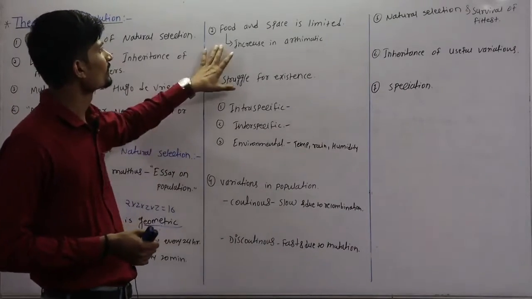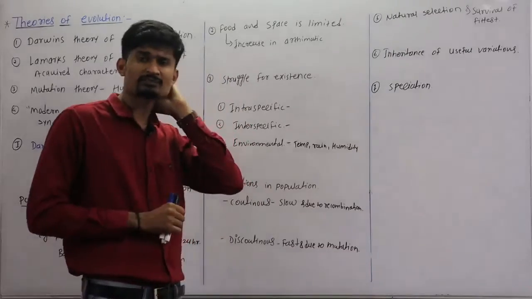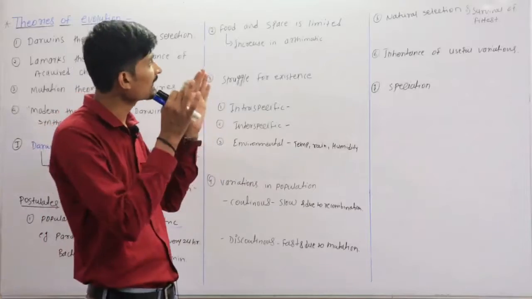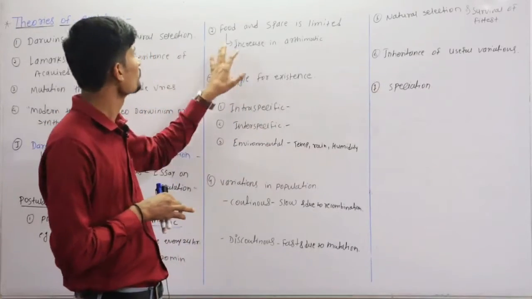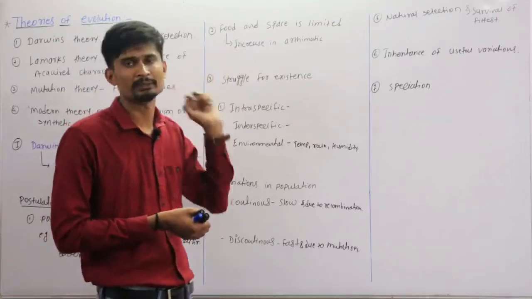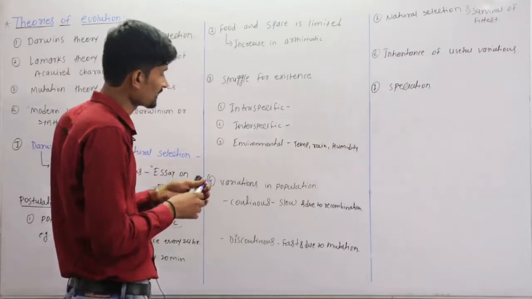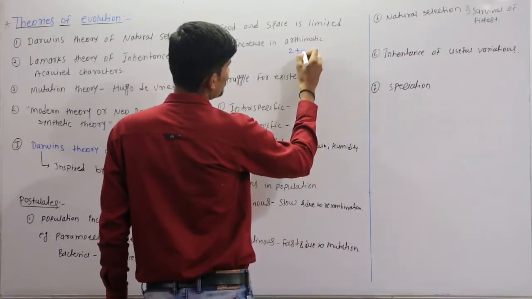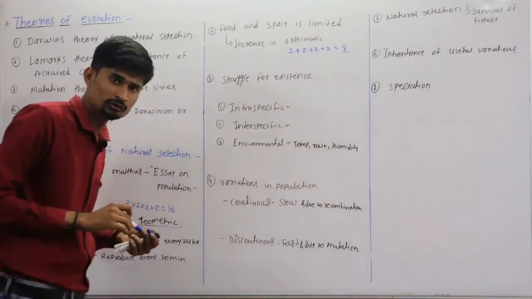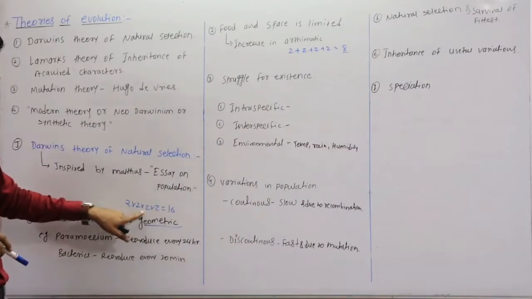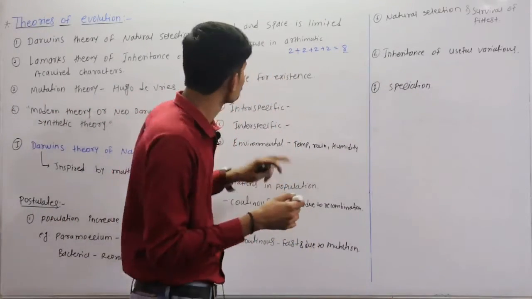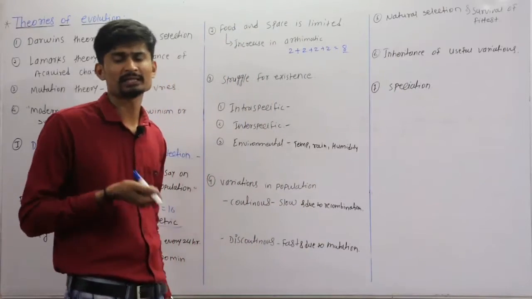The second postulate is that food and space are limited. Darwin said that population increases in a geometric manner, but the food and the space are limited. So the food and space are not increasing geometrically; food increases in an arithmetic manner. Arithmetic manner means simply 2 plus 2 plus 2 plus 2, it will become 8. So here it will become 16 because it is multiplied, and here it will become 8 because it is added. So food increases in an arithmetic manner.